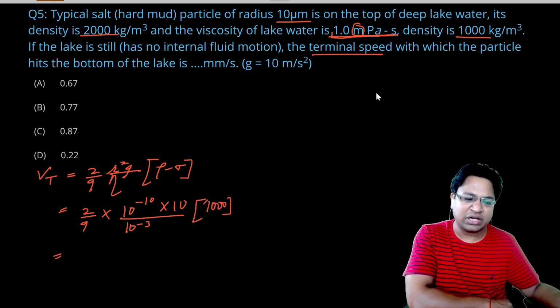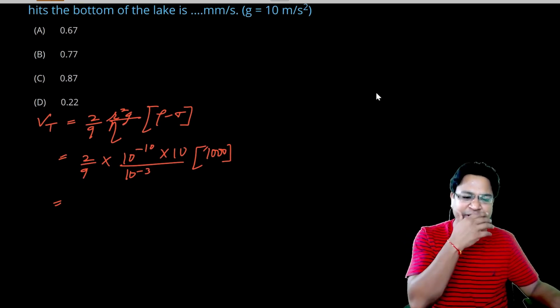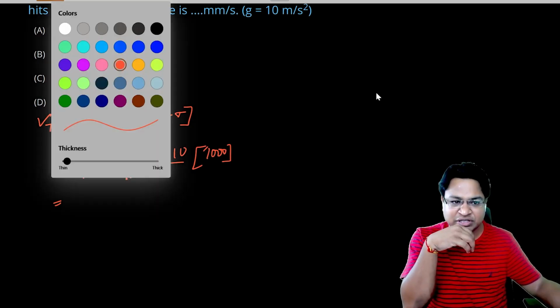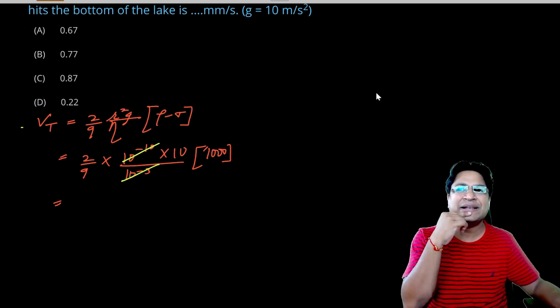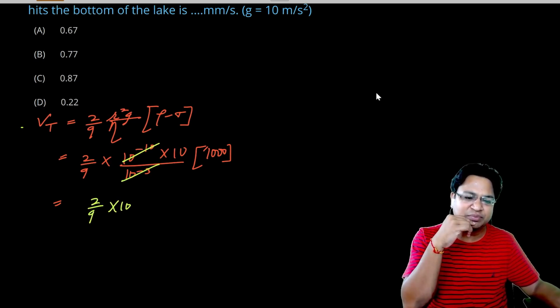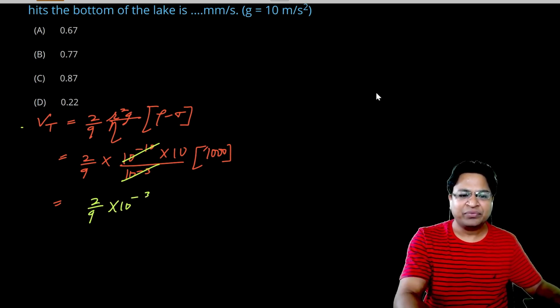Okay, so we just need to finish this calculation now. From here, what I see is that, let me change the color so that I can cancel out things. So this becomes 10 raised to the power minus 7 and then minus 3, because there is 10 raised to the power 4. So 2 by 9 into 10 raised to the power minus 3 would be left here. Okay, so this is the terminal velocity.